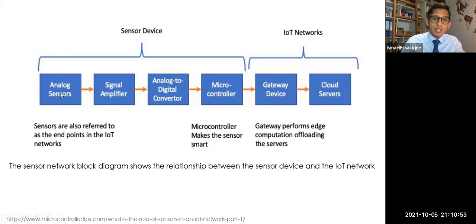You have the analog sensors, the signal. At times the signal from the sensor is too small, so you need to amplify it. Then, if it is analog, you need to convert that into digital, because nowadays basically everything is going digital. You connect that to a microcontroller, and then you have the IoT network, which is going to come after. This is your baby, the IoT network. So you know exactly where these fit into the bigger picture now.